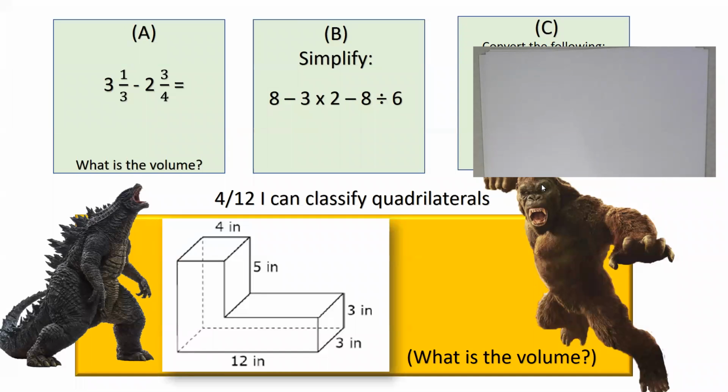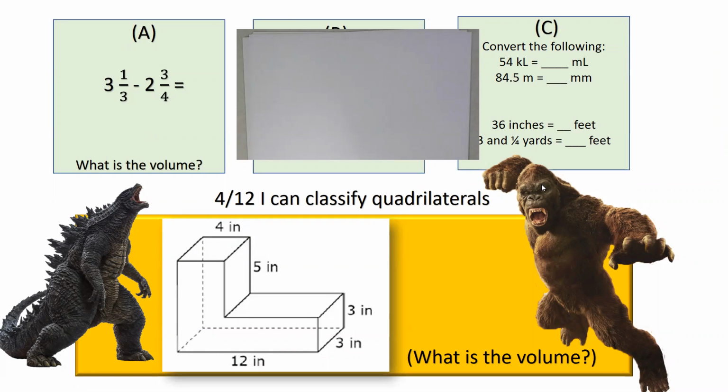All right, waste no time. That's what we're doing. We're wasting no time. Let's start with A. 3 1/3 minus 2 3/4. It's been a while since we subtracted mixed numbers.